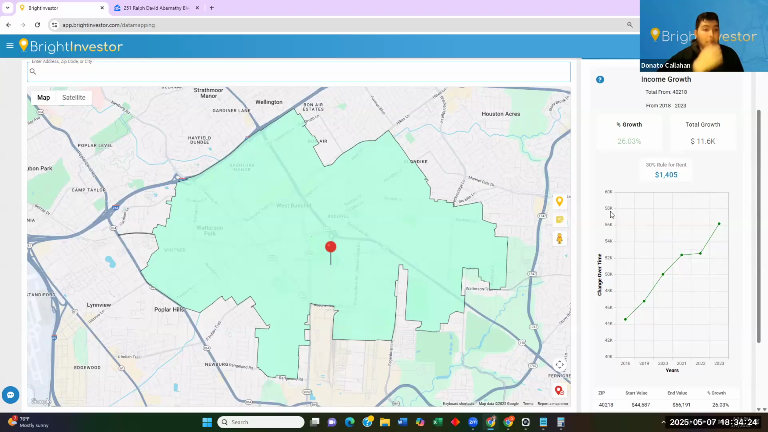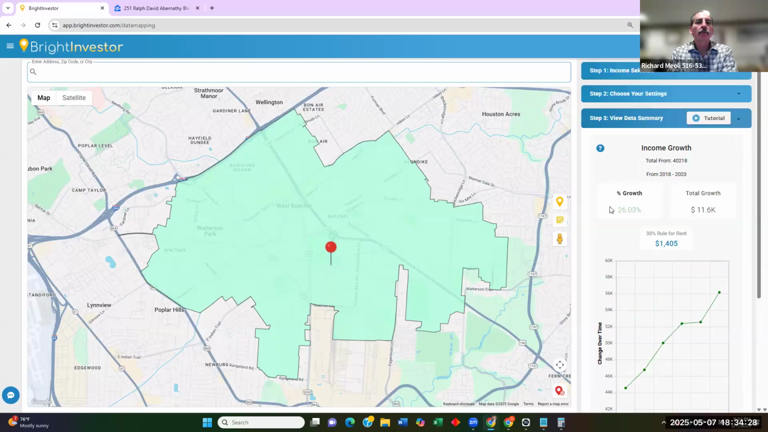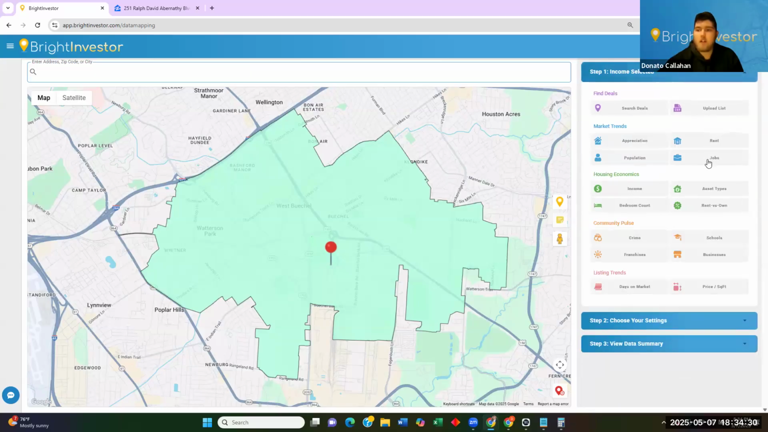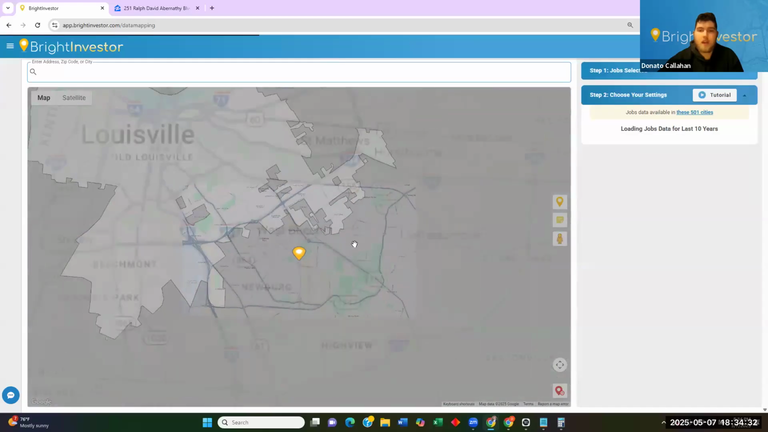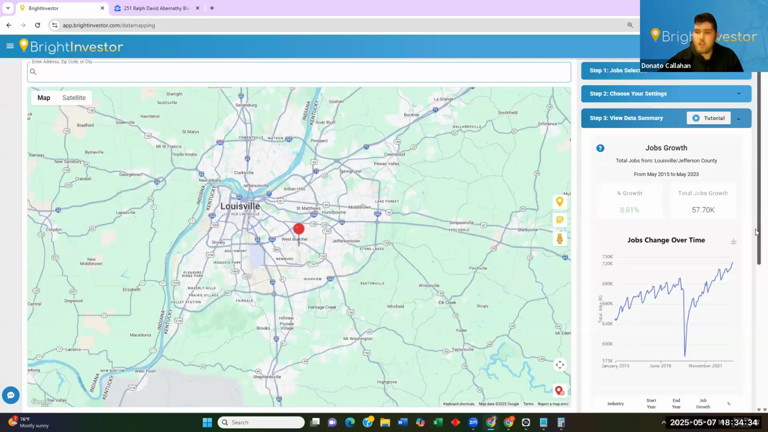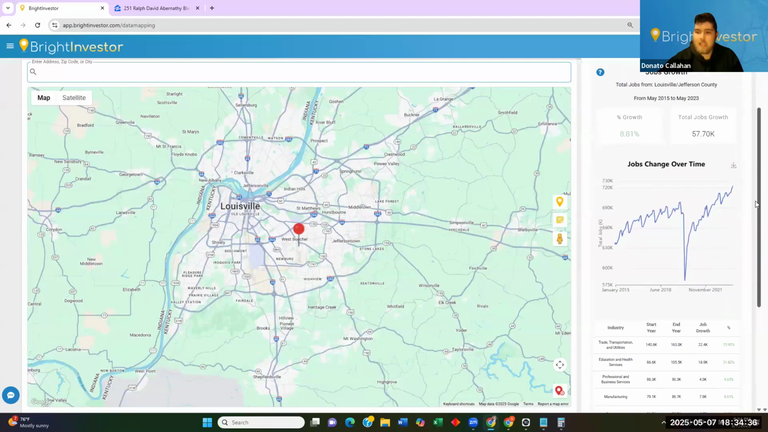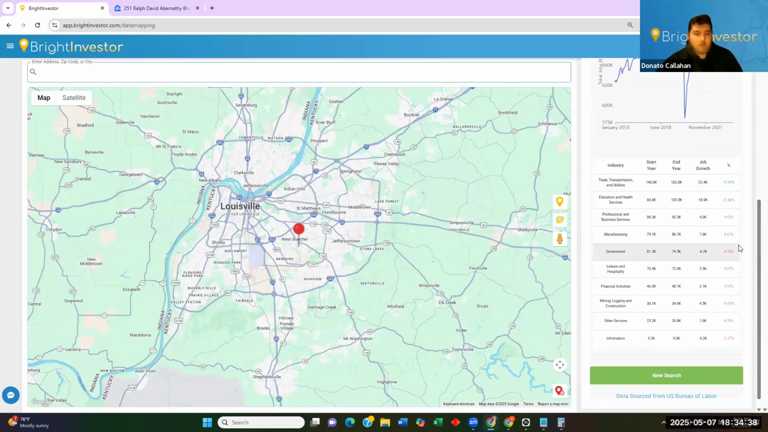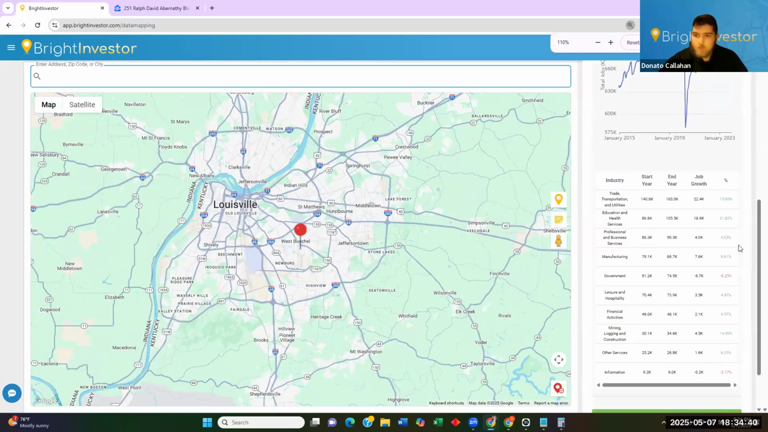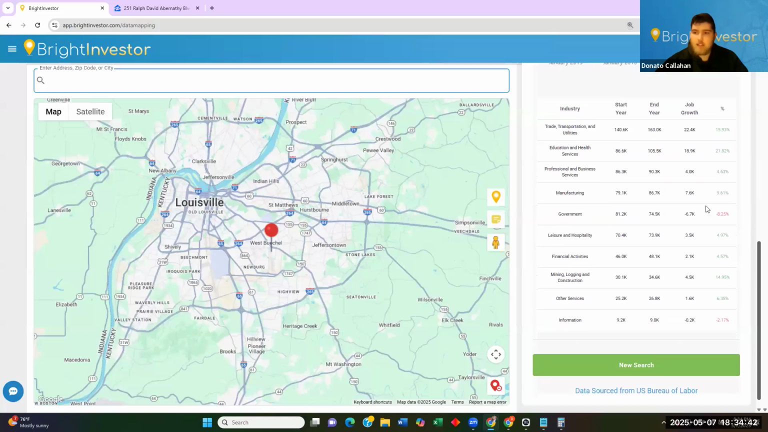Yeah, Rich? I was going to say jobs, better jobs maybe in this area. Absolutely. We can go ahead and check that out. Let's look at the job market here. Let's see what's going on in Louisville. The job market's up 8% over the last 8 years. And the majority of those jobs, I'll zoom in a second, are in education and health services. Their school system and their hospitals are growing.